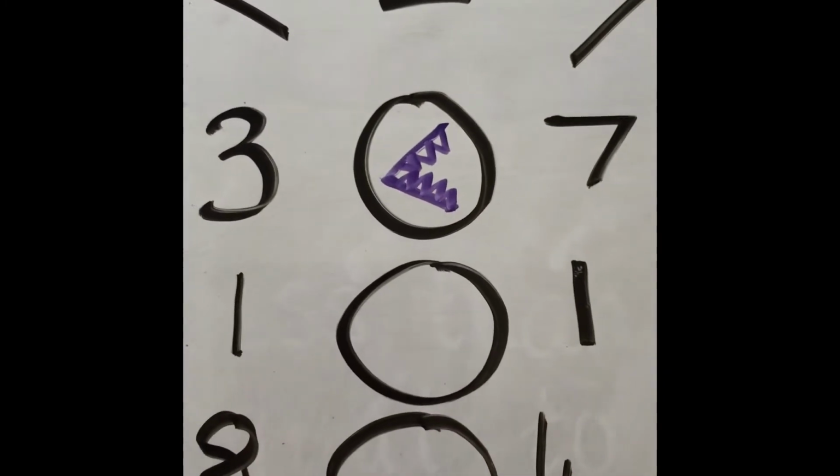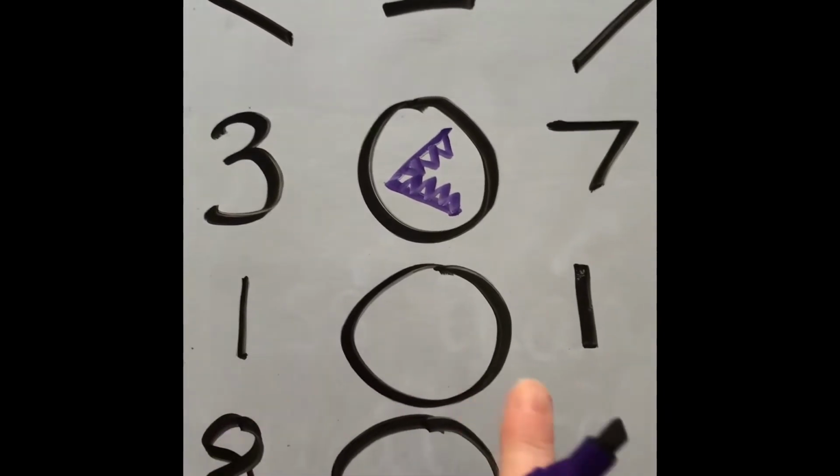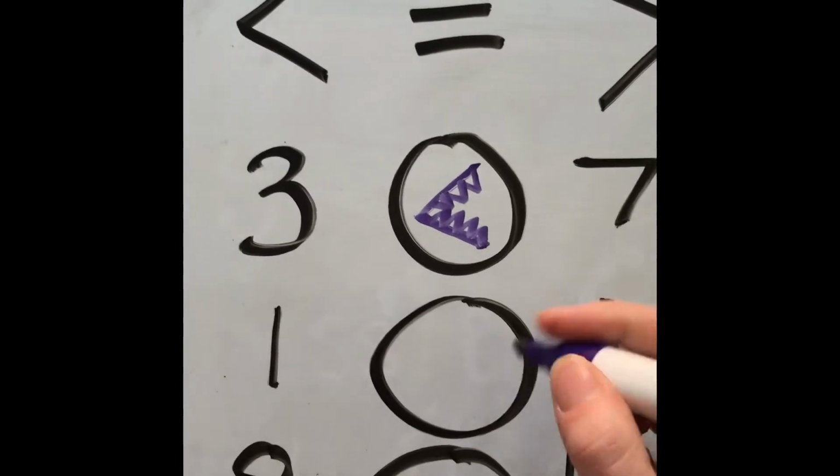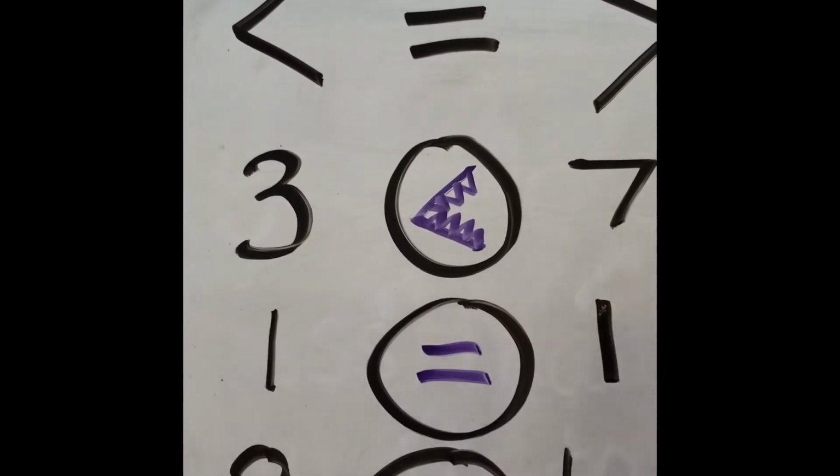Here in the middle, we've got 1 and 1, so one's not bigger than the other, or a larger number or a smaller number. It's the same. So here we need to use equal, because they're equal numbers.